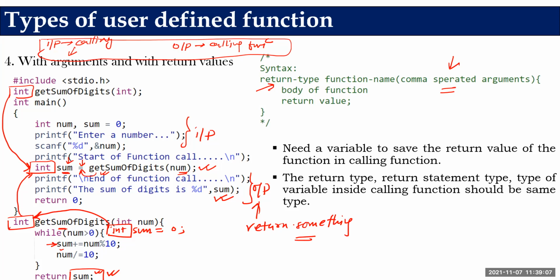Return something. Okay, so these are the points that I have highlighted here. So these are the 4 categories of functions. I hope you understand.